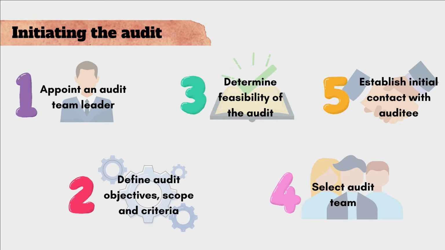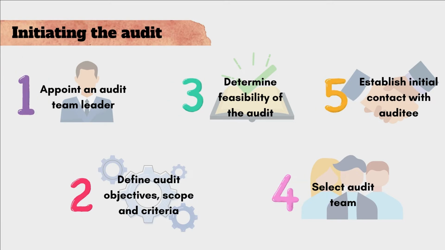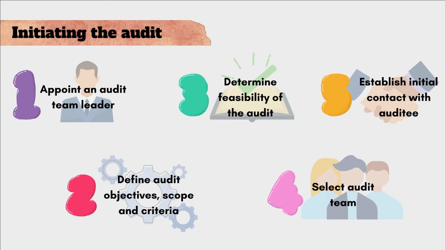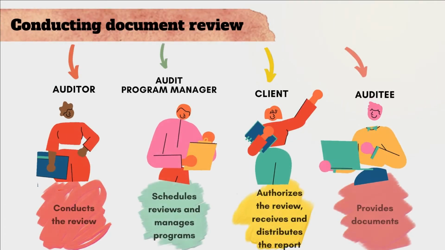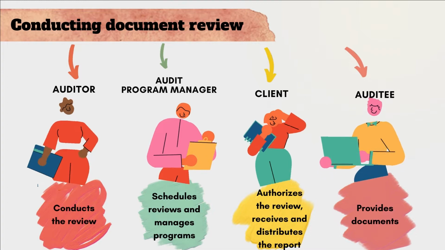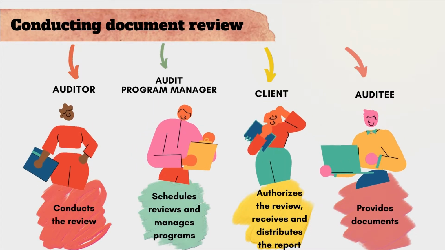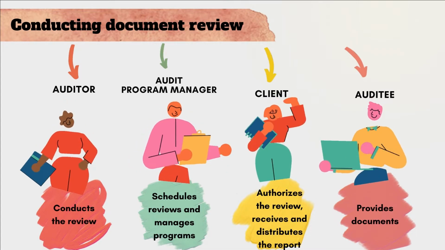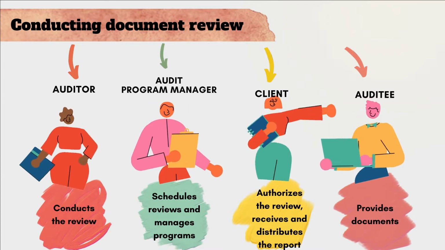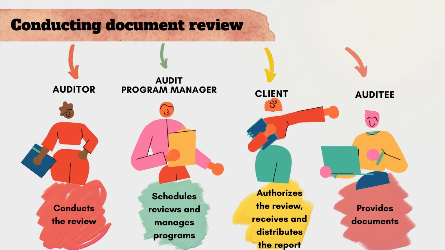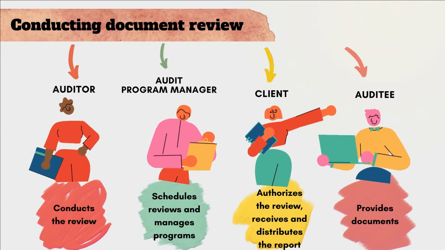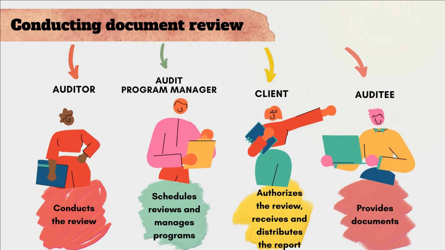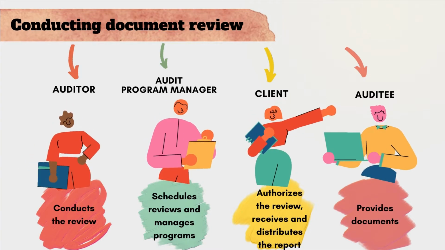Thirdly, we must determine the feasibility of the audit before selecting the audit team. Only then, we can establish the initial contact with auditee. Next, we will learn what these 4 individuals have on their plate as their responsibility. Auditors will be the one that has to conduct document review. Then, audit program manager will have to schedule reviews among the team members and clients. After that, clients authorize the reviews, receives, and distributes the report, while auditee will provide document.